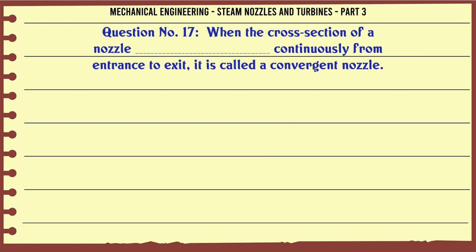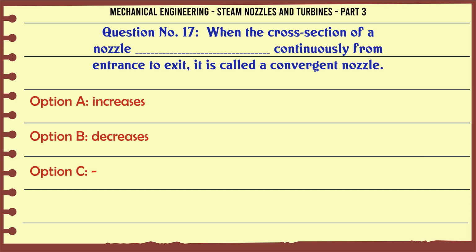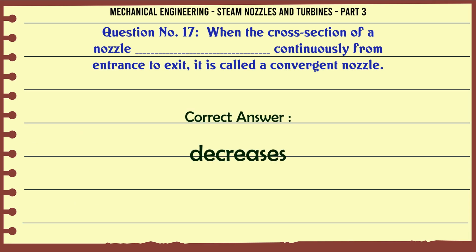When the cross-section of a nozzle continuously from entrance to exit, it is called a convergent nozzle. A. Increases, B. Decreases, C. D. The correct answer is decreases.